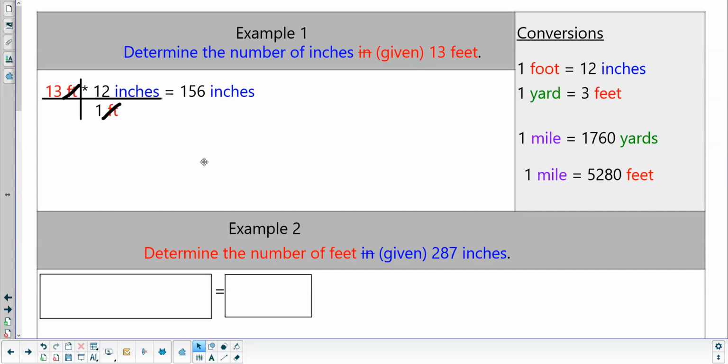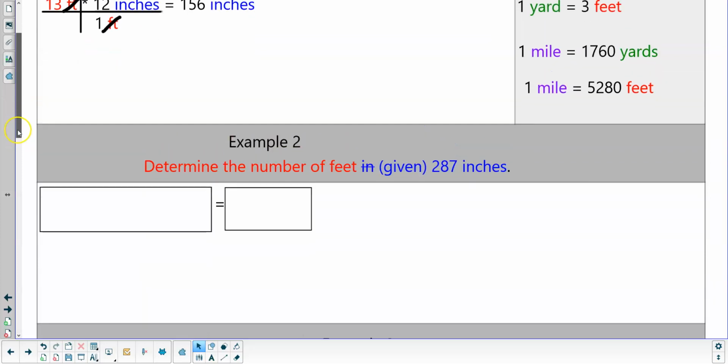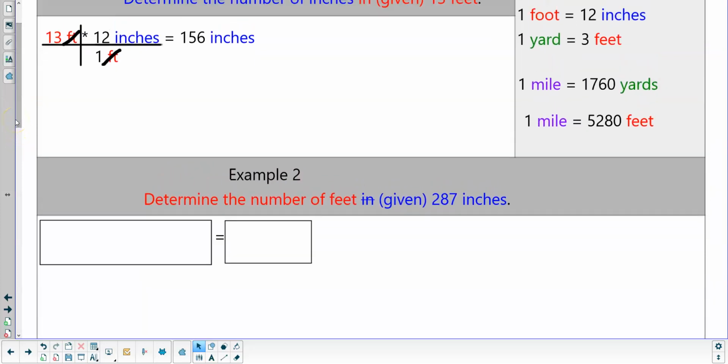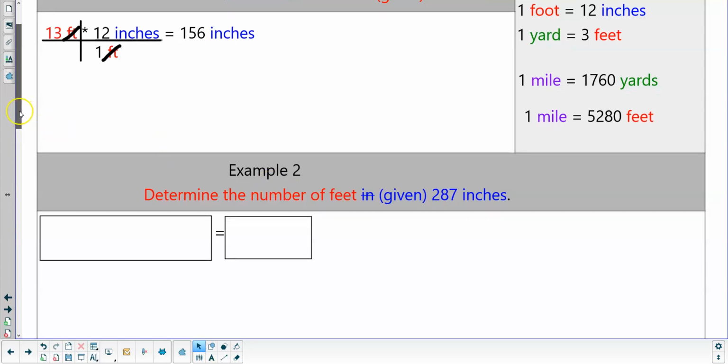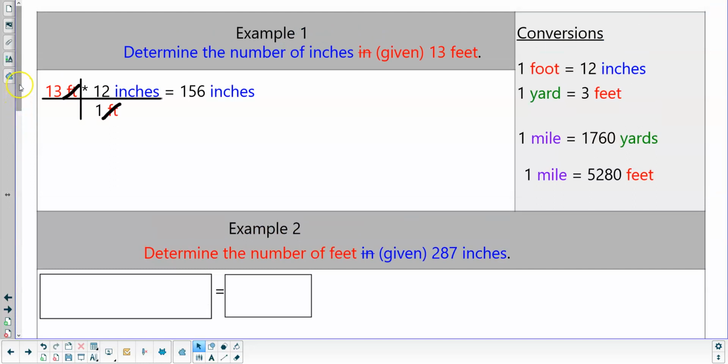Okay, so it's pretty easy to convert if you just pay attention to the units and know that the ones you want to cancel have to be one on top and one on the bottom. Okay, example 2, same idea. This one's asking you to determine the number of feet, and it says "in 287 feet" on your notes. Again, I think that probably should say given that you have 287 inches, and I will convert those into feet. So this is going the other direction now.